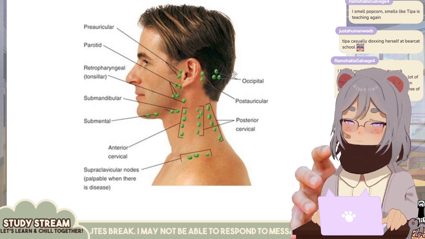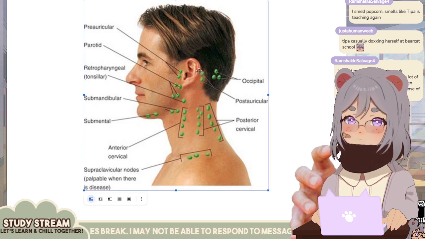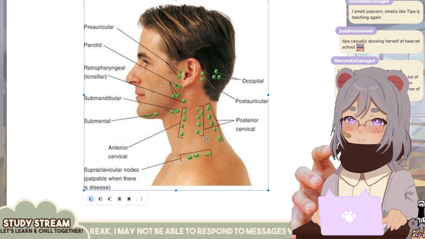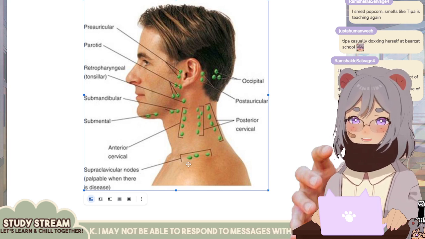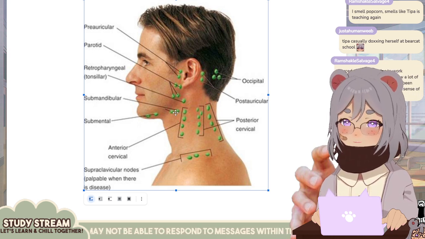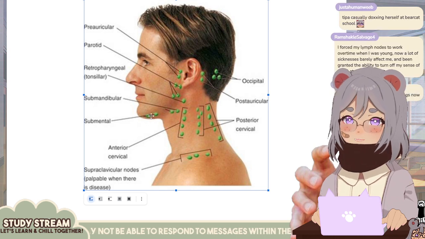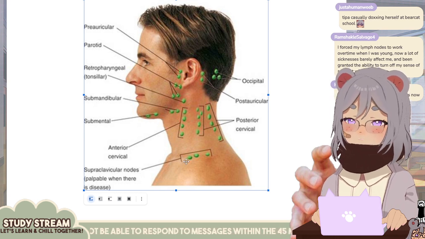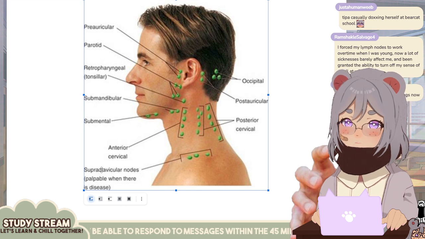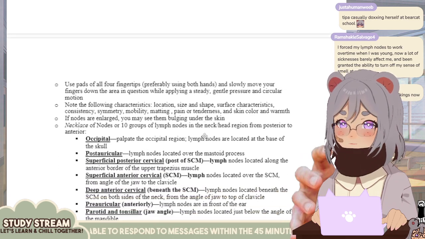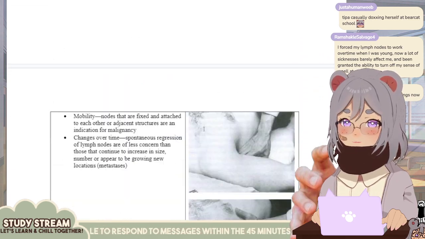Here's another picture again, so let's do our order. We have occipital, post-auricle, posterior cervical, anterior cervical. Then we get our in-between, deep anterior cervical. Oh, I forgot subclavicle. How can I forget? Anyway, preauricle, parotid, tonsillar, submandibular, submental, and then the last spot you do want to palpate is above the clavicle, the supraclavicular nodes. These are definitely very palpable when there's a disease.